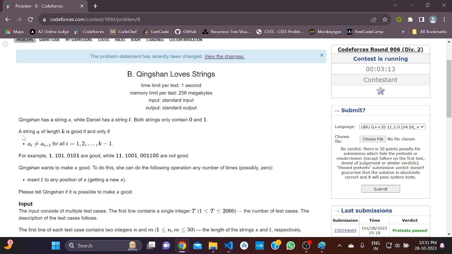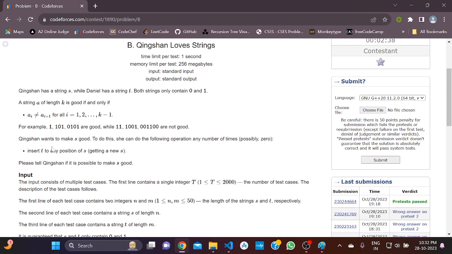A string A of length k is good if and only if a_i is not equal to a_(i+1). A string is considered good if no two adjacent characters are equal, meaning adjacent characters throughout the string should be unequal. So for example, 1 0 1 0 1 0 1 are good, while 1 1 1 0 0 1 are not good.